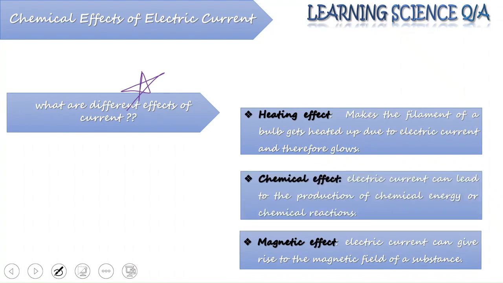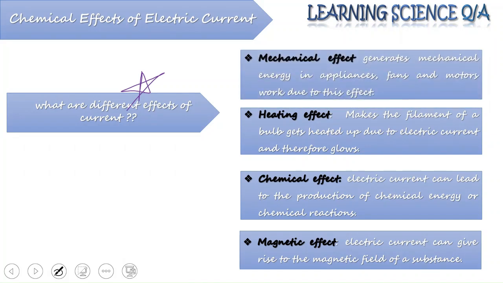Chemical effect of electric current leads to the production of chemical energy or the formation of a chemical reaction. We have a few processes yet to study from the chemical effect. We have one topic still left, and the last one is the mechanical effect, which generates mechanical energy in the appliances that we are using at our homes, which makes our fan and motor work because of the mechanical energy.